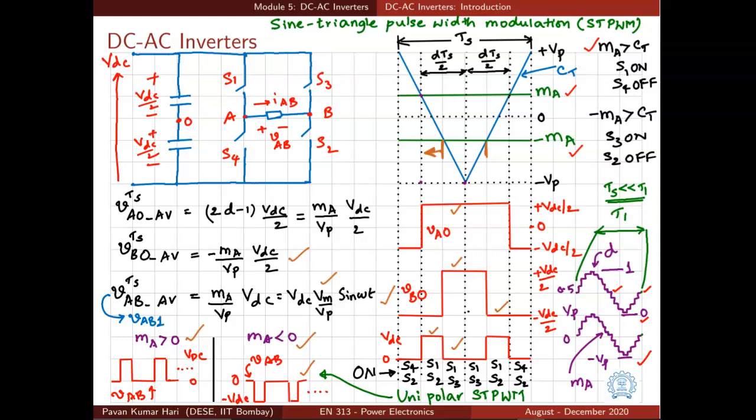The second objective was to mitigate the harmonics. So how have we achieved harmonic mitigation?